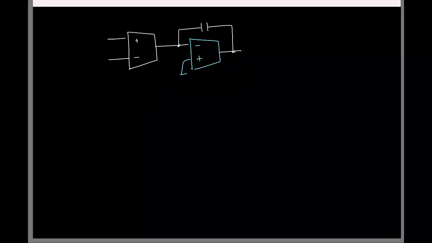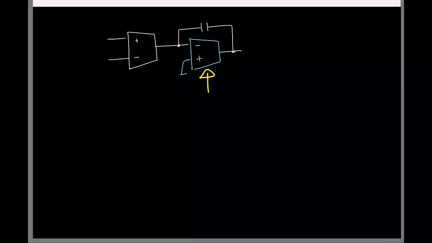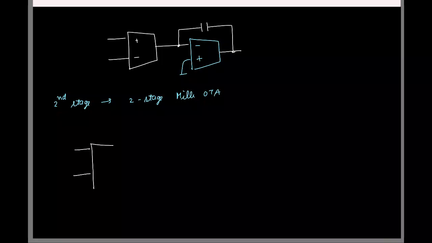Now to get a 3-stage OTA, one thing I can do is I can replace the second stage by another 2-stage OTA. It is like inception, right? OTA within OTA. So the deal is you replace the second stage by another 2-stage Miller OTA. So if you do that, the circuit will look like this. This is my first stage. So I have the CC that will be put around the second stage, and the second stage itself is now a 2-stage OTA. That's all.